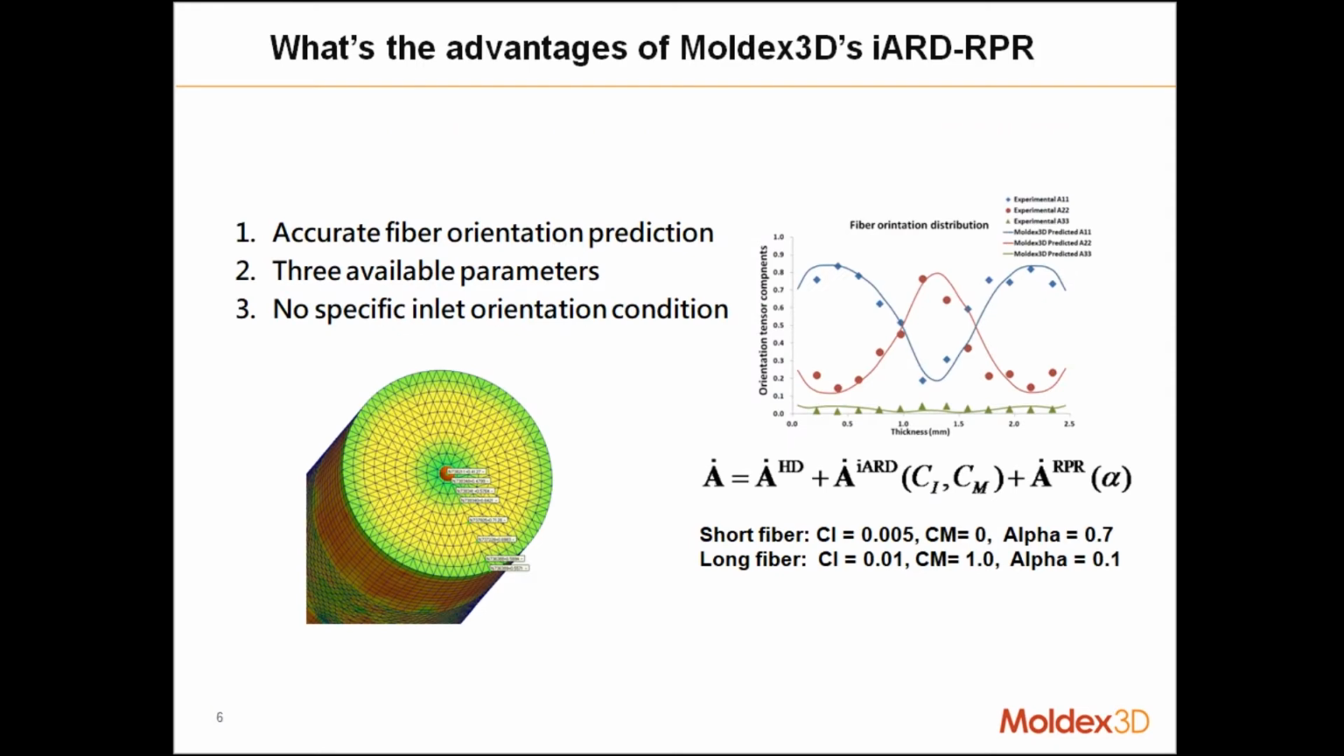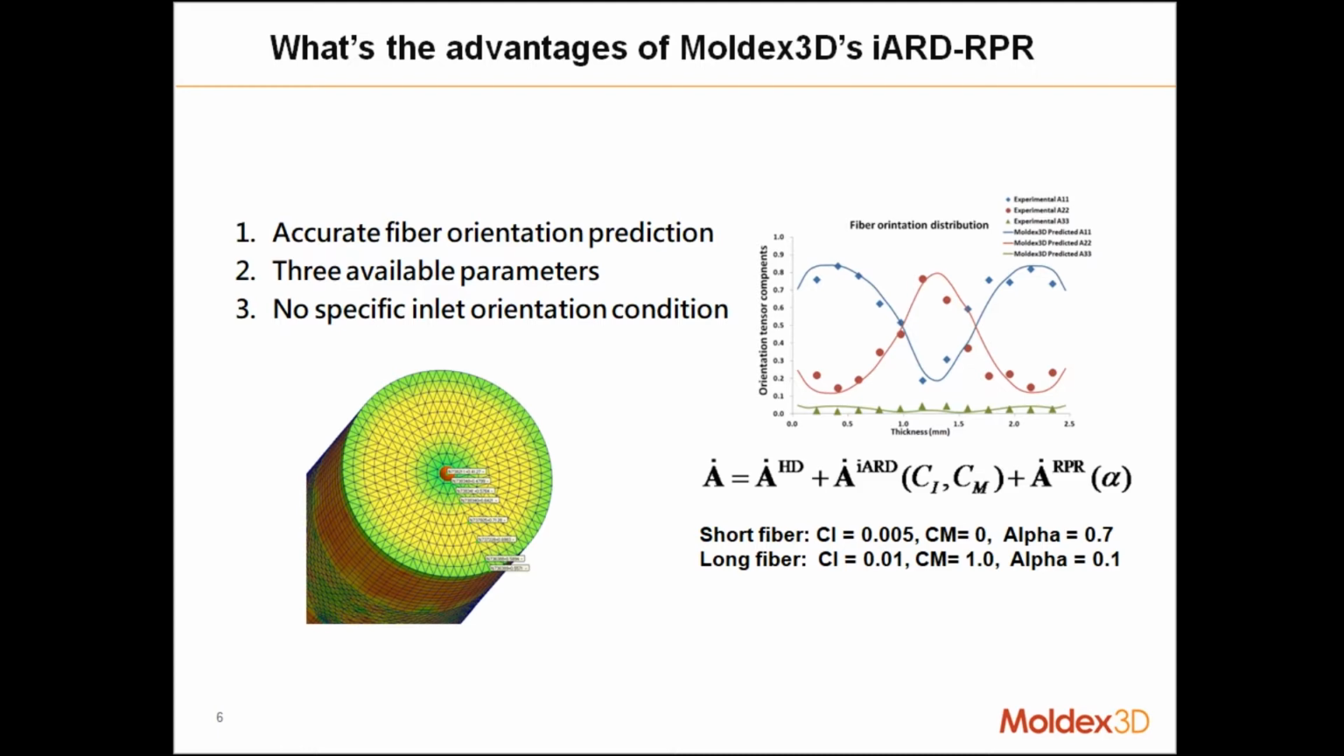Let's take a look at the main advantages of our material model that we can provide to our customers. The first thing is that by using this fiber model, we can provide highly accurate fiber orientation prediction, for which we will look at some validation later on.